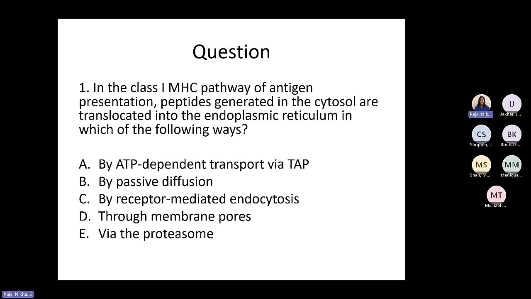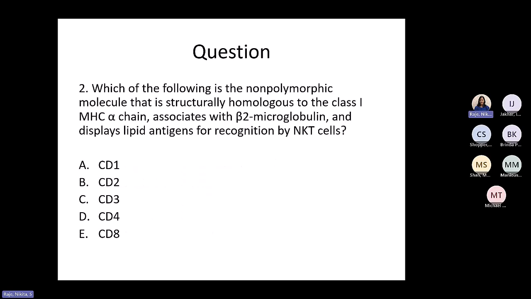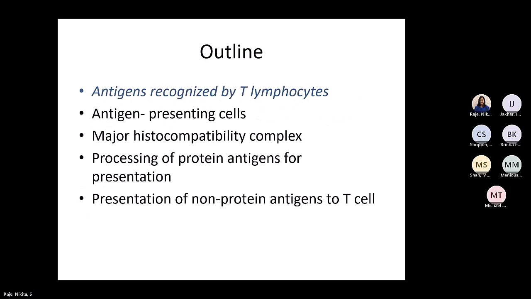Couple of questions. We'll come back to these at the end. In the class 1 MHC pathway of antigen presentation, peptides generated in the cytosol are translocated into the ER in which of the following ways? And which of the following is a non-polymorphic molecule that is structurally homologous to the class 1 MHC alpha chain, associates with beta-2 microglobulin, and displays lipid antigens for recognition by NKT cells?